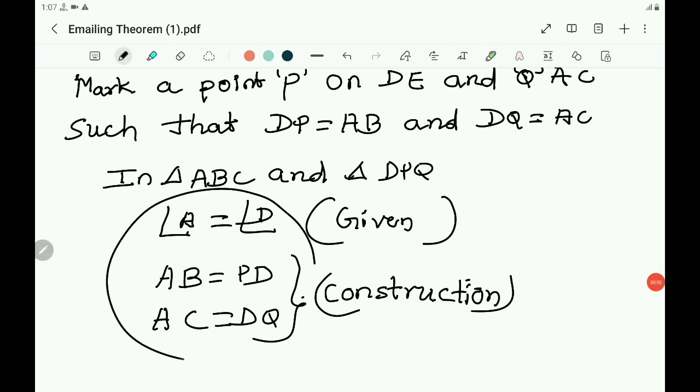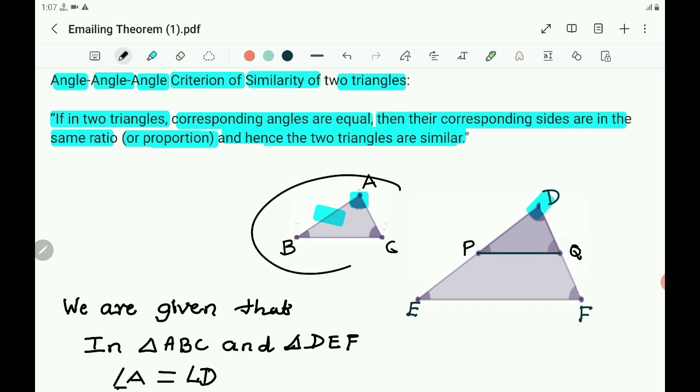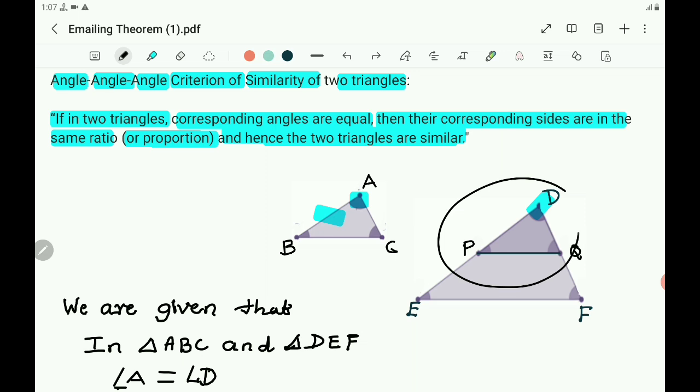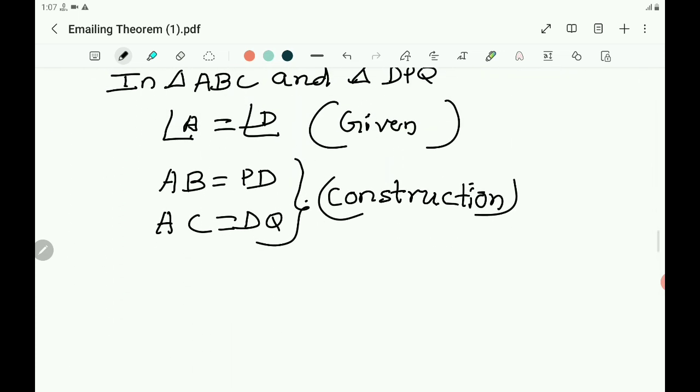After getting three equal parts, you can write that triangle ABC is congruent to triangle DPQ. Here these two triangles ABC and DPQ become congruent. According to which congruence rule? Here you can use two sides and the angle made by them, that is the SAS congruence rule.